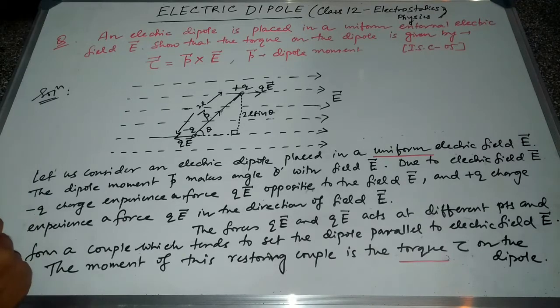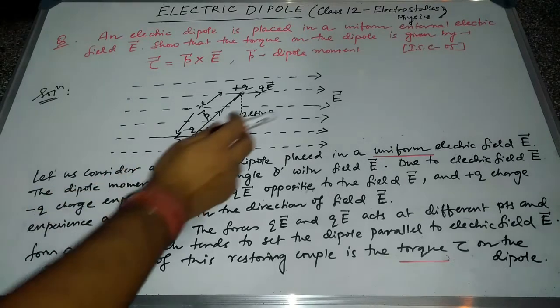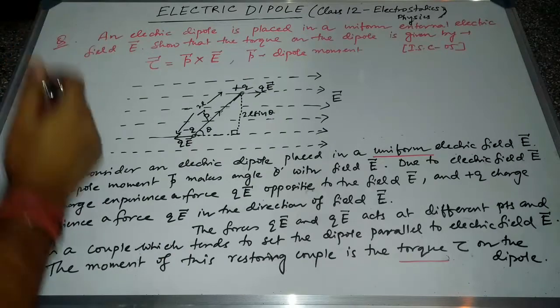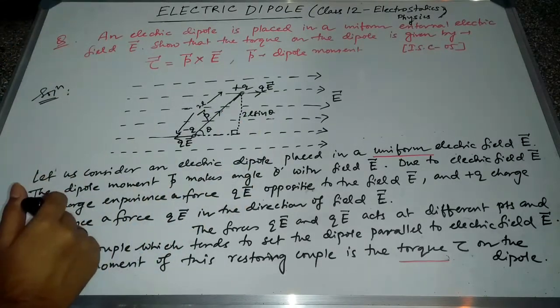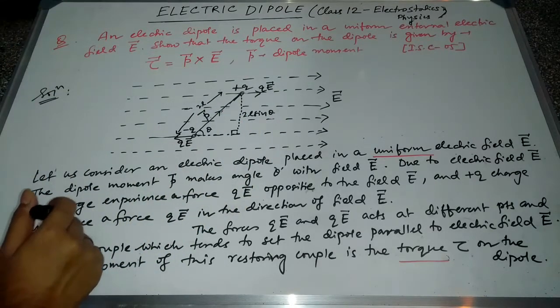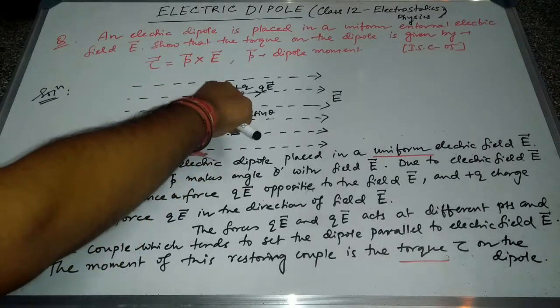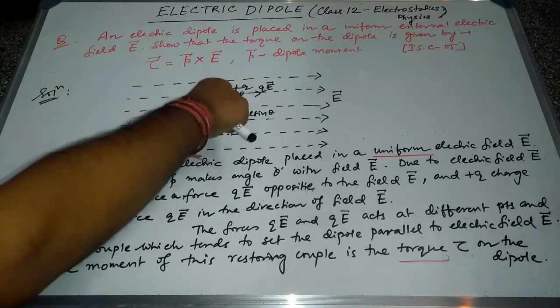Solution. Now this is the geometry. Let us answer this question. This is the geometry where a dipole, this is the dipole where minus q and plus q charges are separated by a distance 2L.